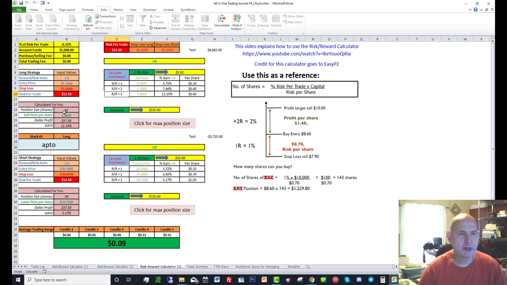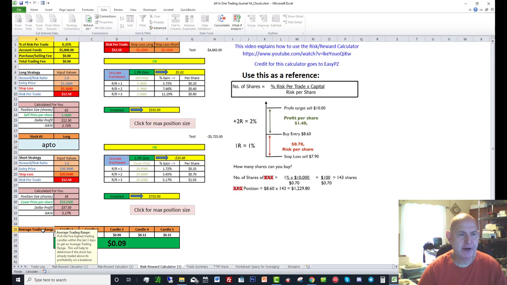The section on the left is going to automatically calculate for 3R if you've got a number 3 in this reward risk ratio cell. If I change that to 2, then that's going to change your dollar profit down here to reflect how much profit you're going to make at 2R. If I put it at 1, then it's going to show you that 1R is $12.50, which is your risk per trade. The things I've added to this have made it more valuable to me. I hope that it's more valuable to you.